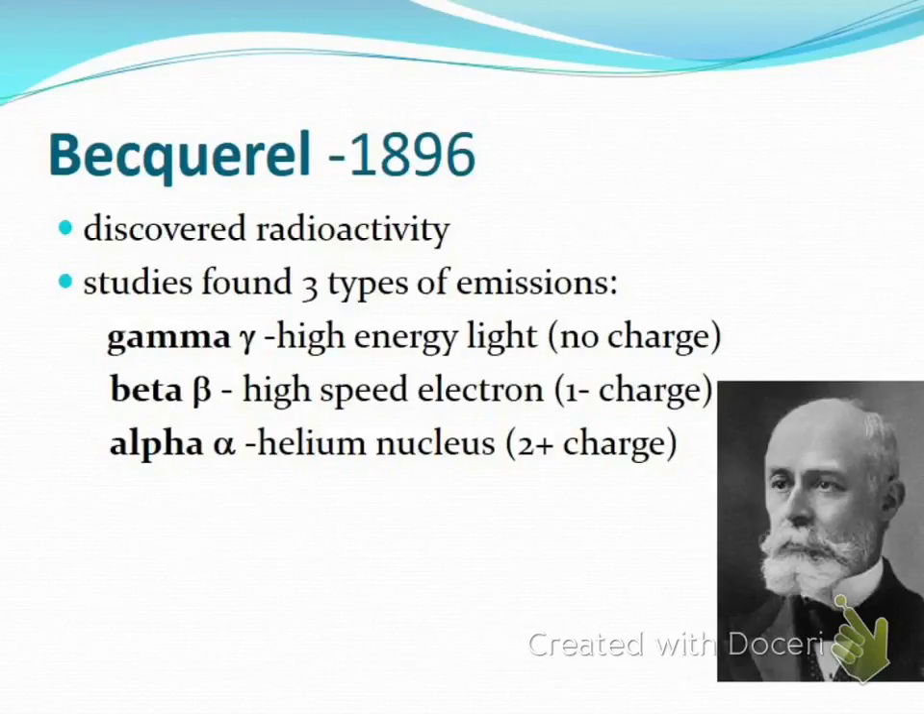Becquerel, he's the one that discovered radioactivity. He found that there are 3 types of emission: gamma, beta, and alpha. Nuclear chemistry per se does not show up on the AP exam. Okay. However, you should at least go into knowing what fission and fusion are and the types of radioactive particles. Okay. Doesn't mean they can't sneak one in there, but in the course objective, it is not listed as one of the things that you need to know.